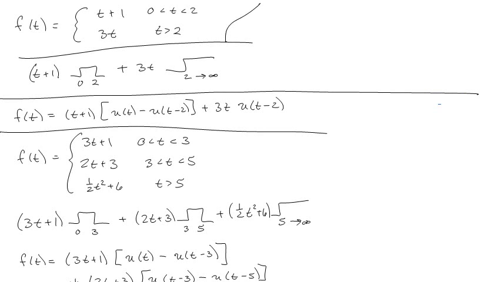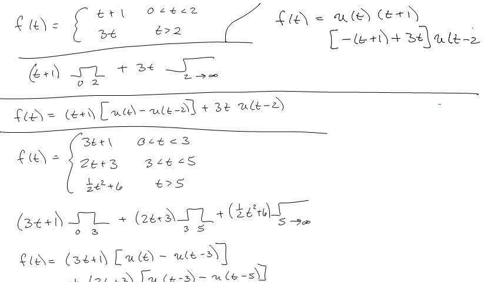So another way to think about it is to say, okay, so I've got some function at t, and starting at the unit step function, it's going to be t plus 1. And then what's going to happen next is I'm going to have to subtract off t plus 1 and add in 3t, and that's going to happen starting at u of t minus 2. So that's kind of thinking about it the second way that we explained it.